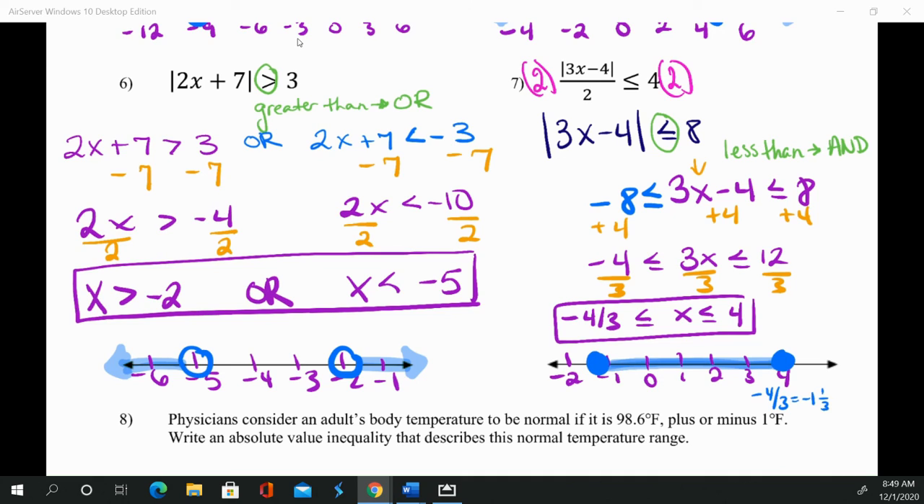If you didn't determine it was an and up front and you just flipped and made the value negative, you would have to graph both. So you would say x is less than or equal to 4, so you would shade to the left. x is greater than or equal to negative 1 1/3, so you'd shade to the right. And because of the overlap, you could then determine it's an and. So you'd want to make sure you write and in your solution or write it as a compact compound inequality.